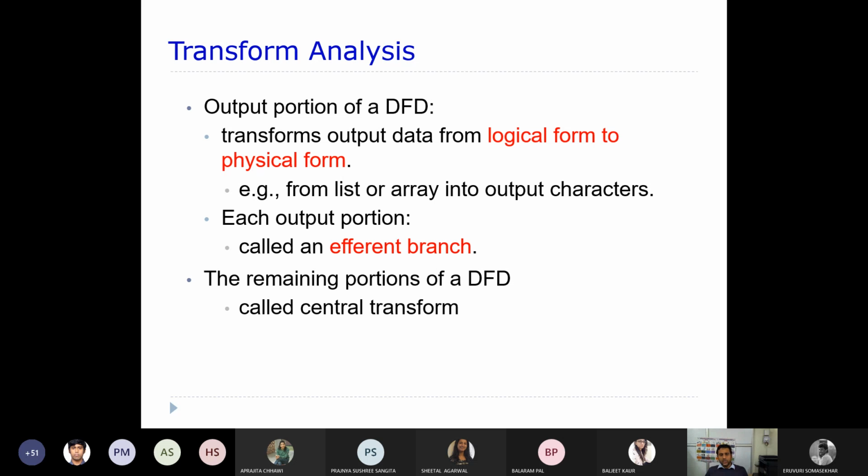The remaining portion of the DFD is called the central transform, because that is the processing part. So you have the input, the output, and the third one is the central processing.